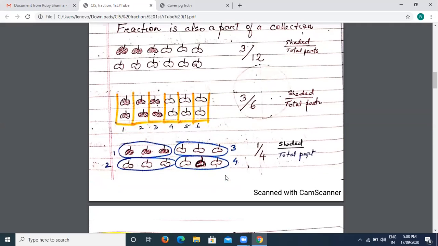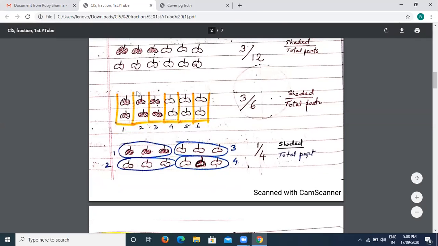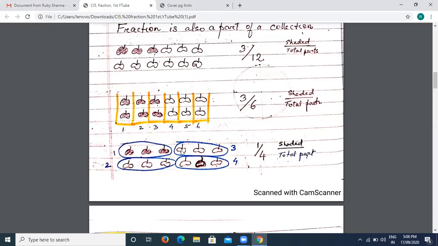See, first of all, you have to keep in mind that there should be equal number of parts. Here there are 12 equal parts. Here there are 6 equal parts. Here there are 4 equal parts. You will understand if you're given a small pizza and asked to eat half of it, and your friend takes a big pizza and says, I will eat half of it. So both fraction is half, no problem.